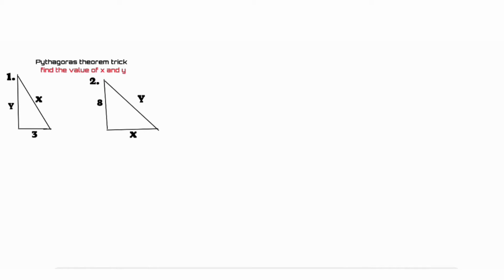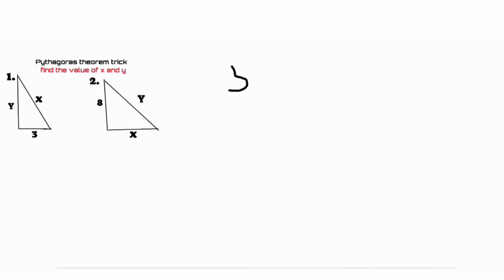How do we find the value of x and y? First and foremost, you must understand your Pythagoras theorem. We have three sides in the Pythagoras theorem: the hypotenuse, the opposite, and the adjacent. Now, how do we find the x and y? If it is an odd number that you are seeing there, follow this principle.